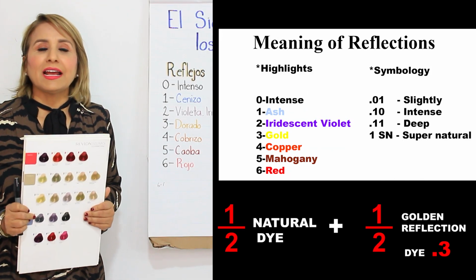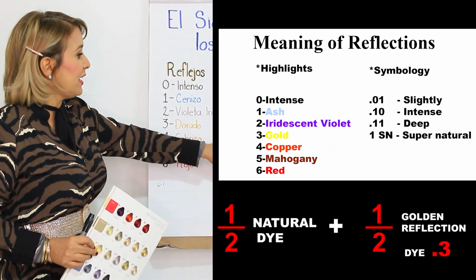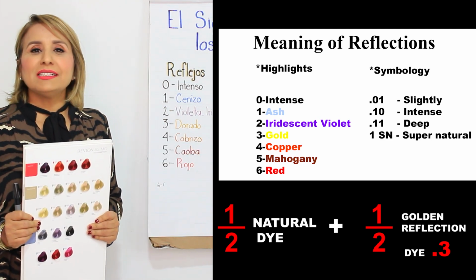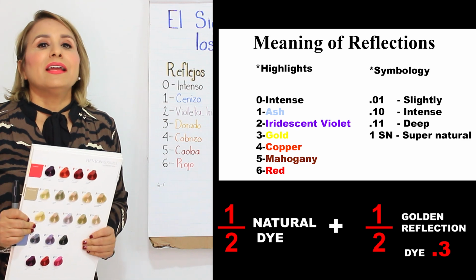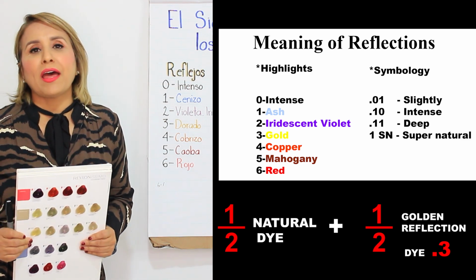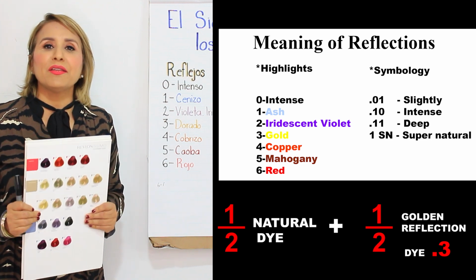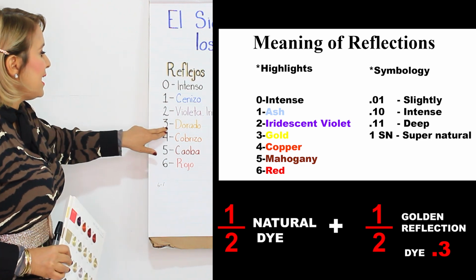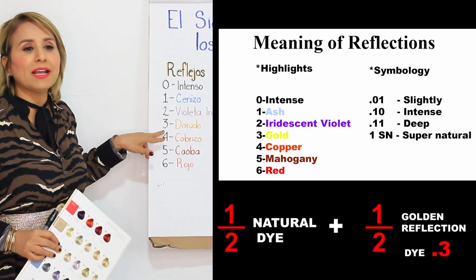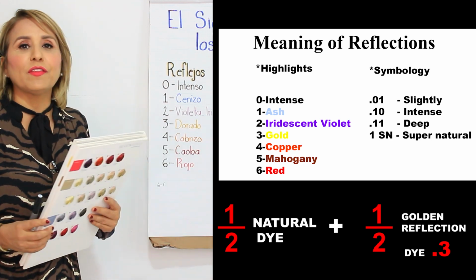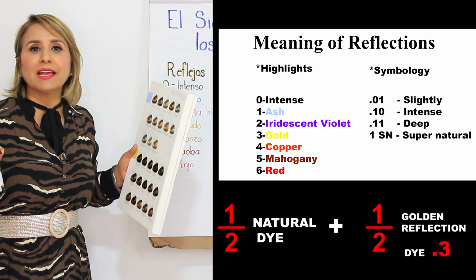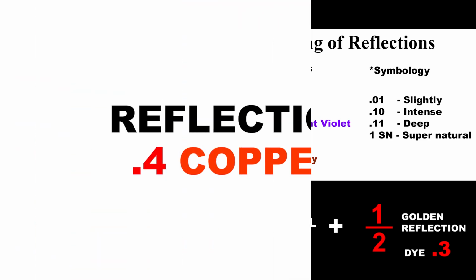If you want to cover gray hair and don't have the supernatural dyes, which are often hard to find and expensive, I recommend using half natural dye and half dye with a golden reflection for the best and most natural-looking results. With this, you will achieve better coverage of gray hair, and it is the point 3. So the golden tone is point 3. It is a shade that we will find mixed throughout the entire range because of the light it gives to the hair.